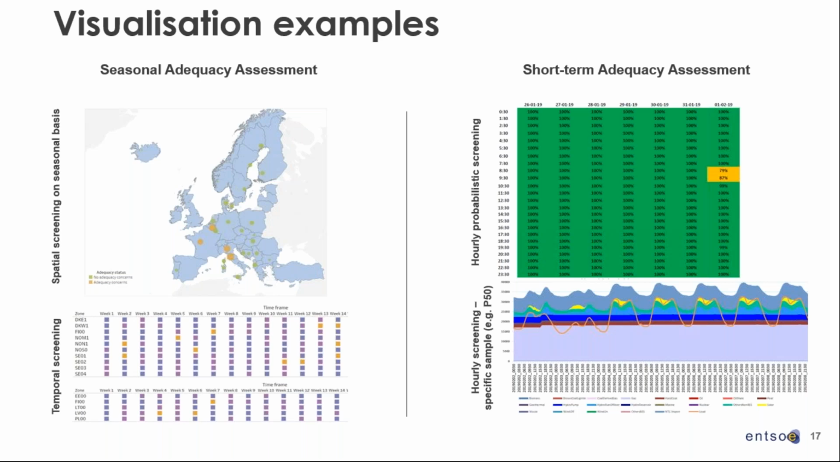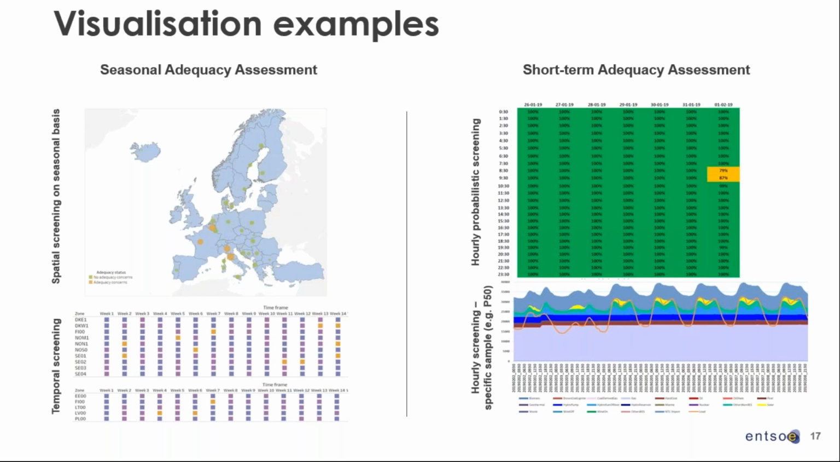We are going towards this kind of visualization to show the spatial overview of all Europe. Which country is more at risk? This is a fictive example. Which country could have more risk during the next seasonal assessment, for instance, here on the left.